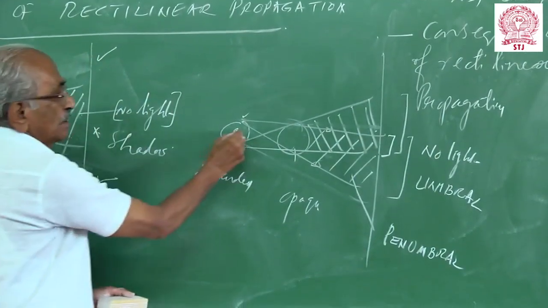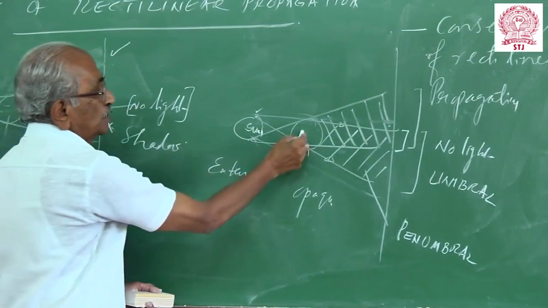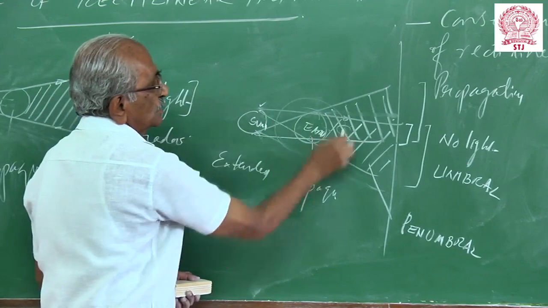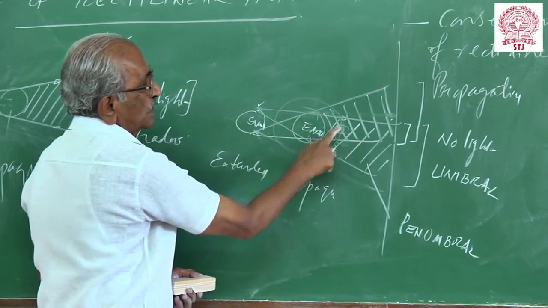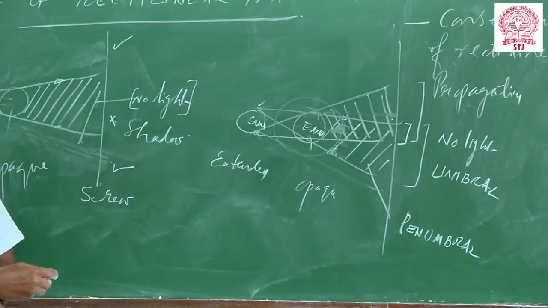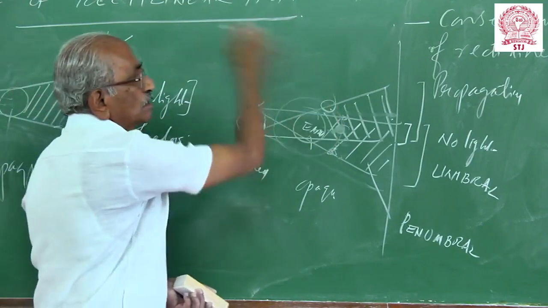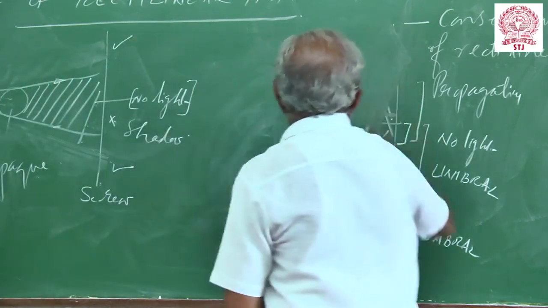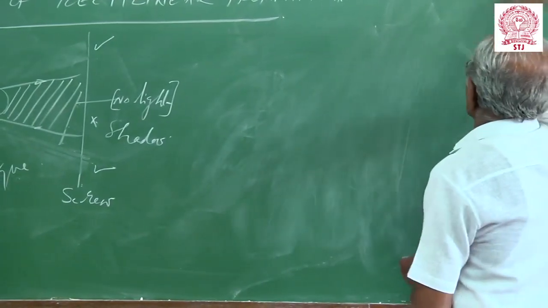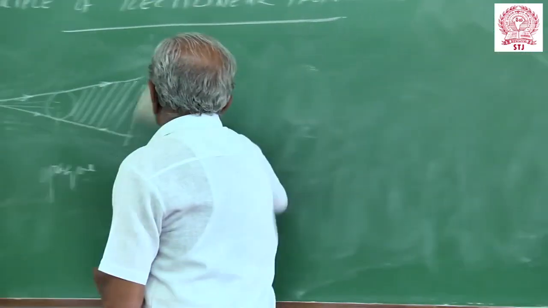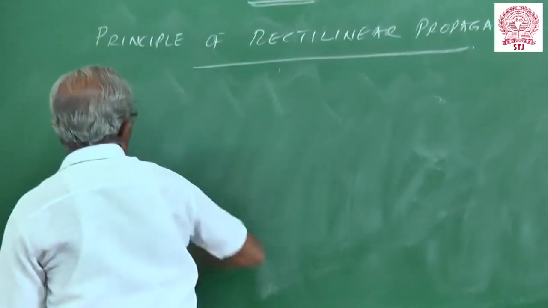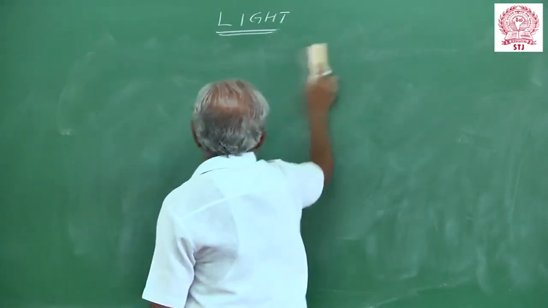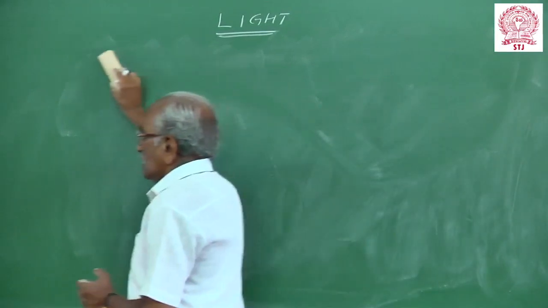Now if this were to be the sun, let's suppose, and this were to be the earth, let's suppose, and the moon, which is going like this, happens to be here, we have a total eclipse. Now if it is here, a partial eclipse. Like that. So those are the elementary things that you know about light in your earlier classes. Now we shall go straight to another important principle of light.